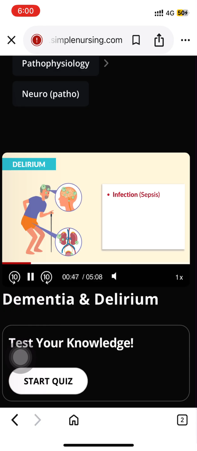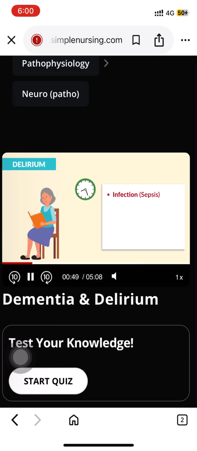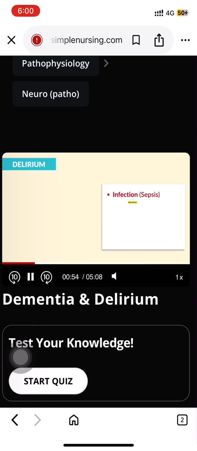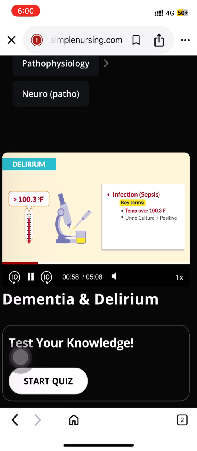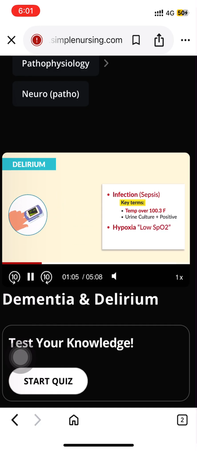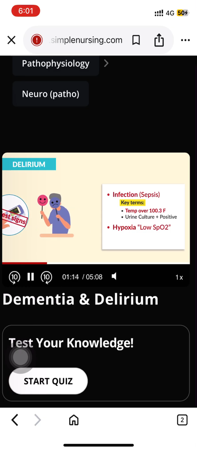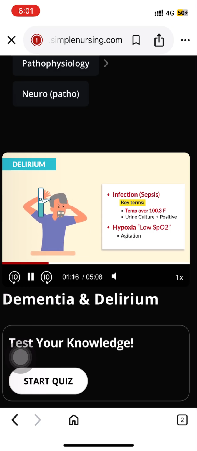That infection travels to the brain and it turns sweet little grandma into a totally different person in a matter of hours. So the key terms to watch out for are temperature over 100.3 and positive urine cultures. This is indicative of a UTI. Now for hypoxia, that low SpO2, just think low oxygen. So one of the earliest signs is mental status change, and the key word that's typically used on most question banks is agitation, due to that low oxygen in the brain.